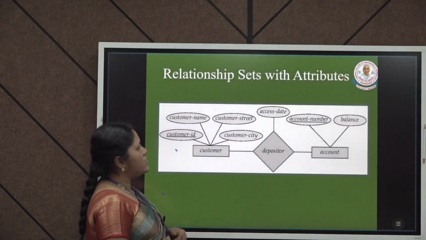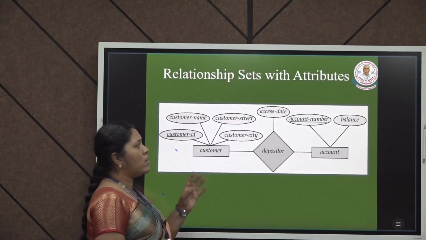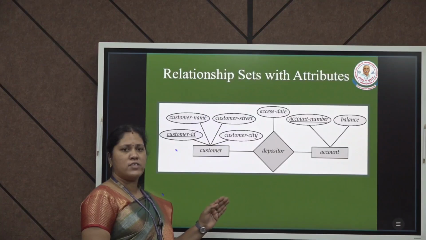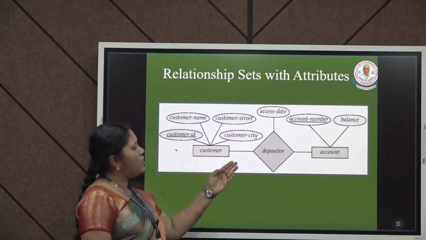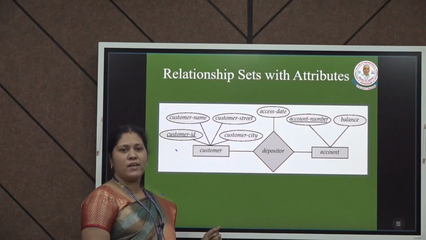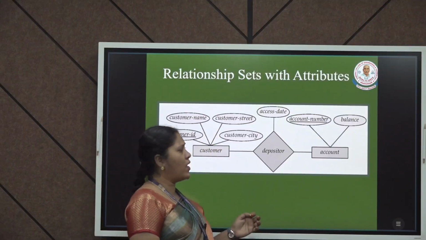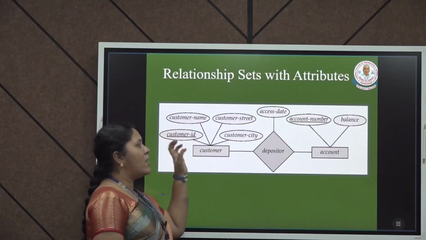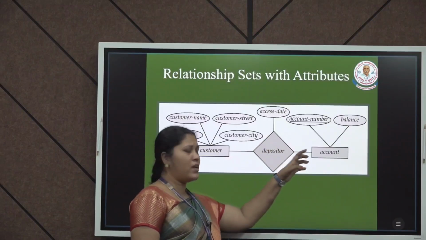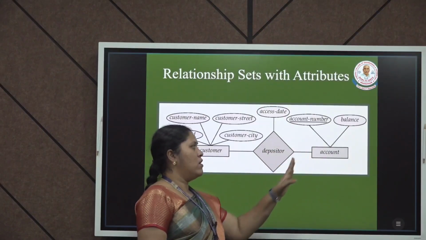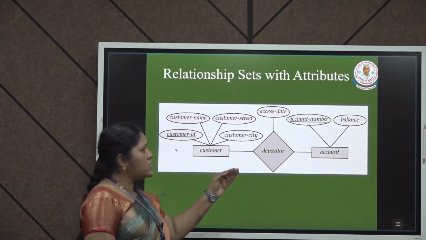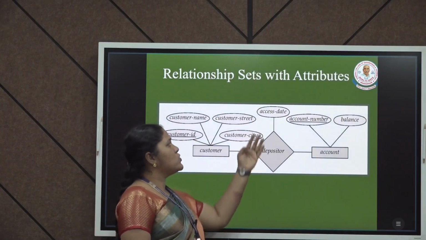So next, relationship sets with attributes. We have a relationship set with attributes. For example, a depositor is a relationship set. The relationship set also has an attribute of access date. The access date is nothing but: a customer is associated via depositor using an account. The depositor relationship may be accessed using the access date.